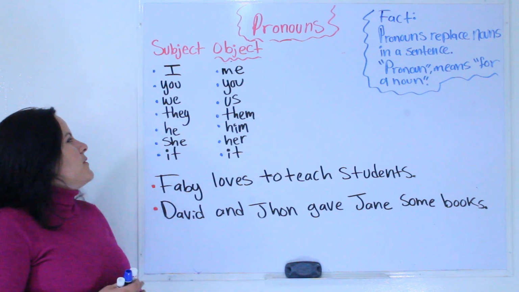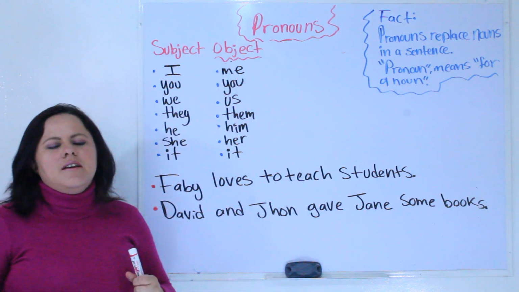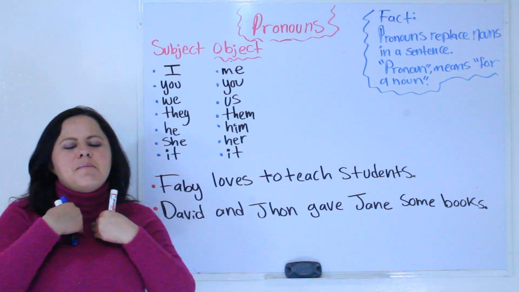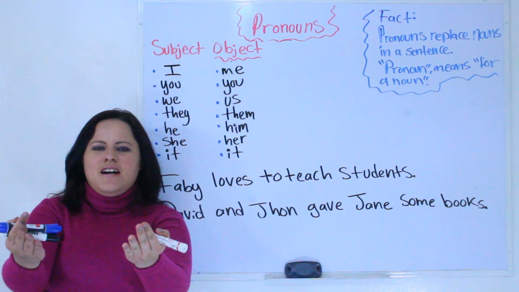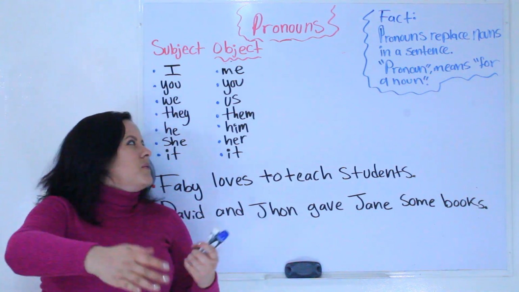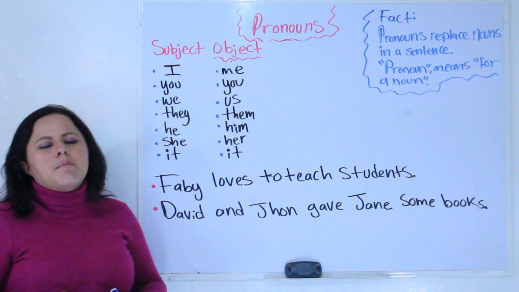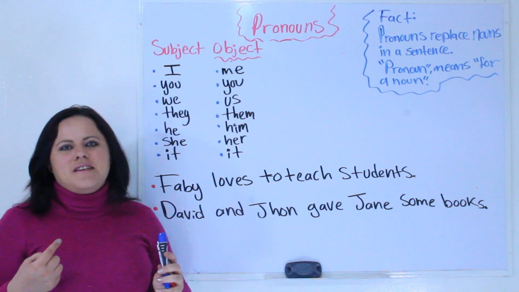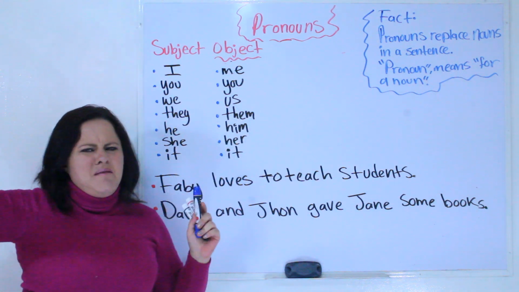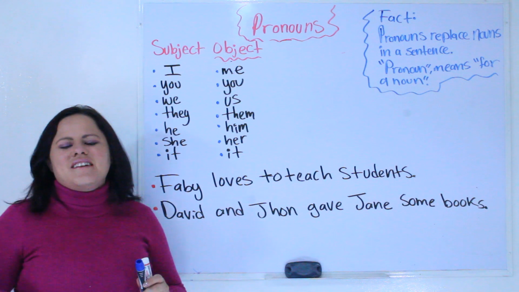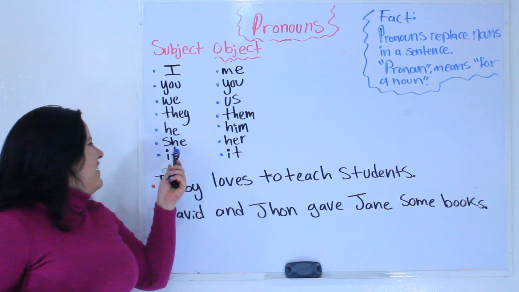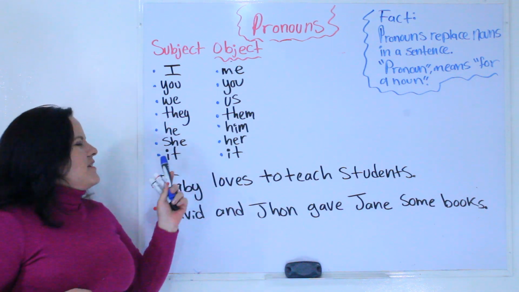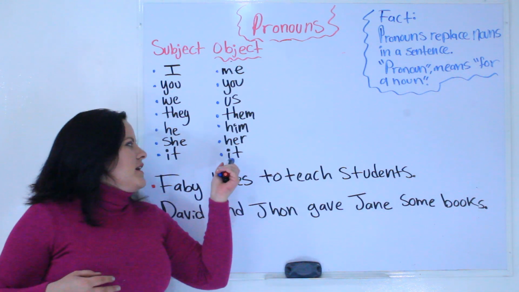When we use me, we talk about me. Like, I am Fabi. This is me. You are a student. That is you. We are people. This is us. They are crazy. Don't go with them. He is a teacher. I don't like him. She is a student. I like her. It is a dog. You have to feed it.